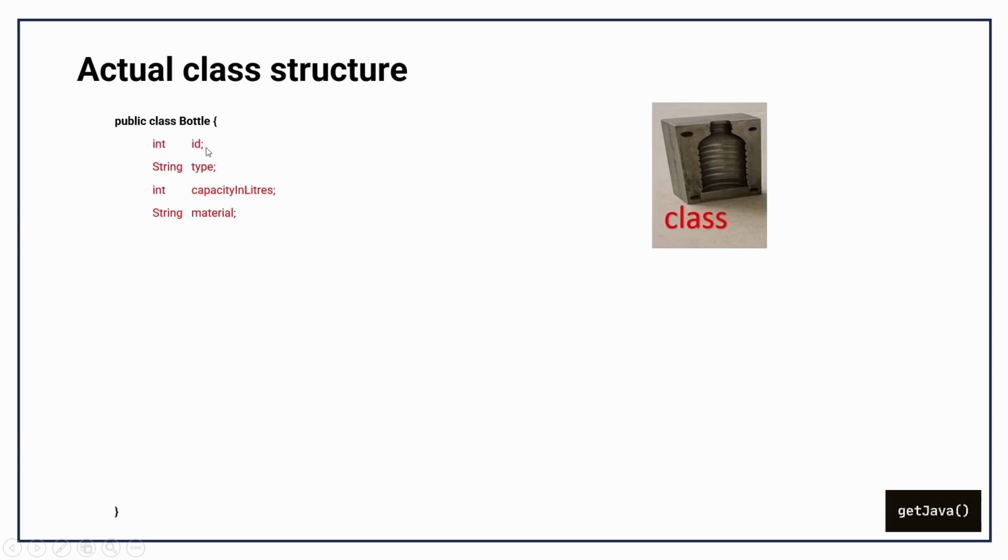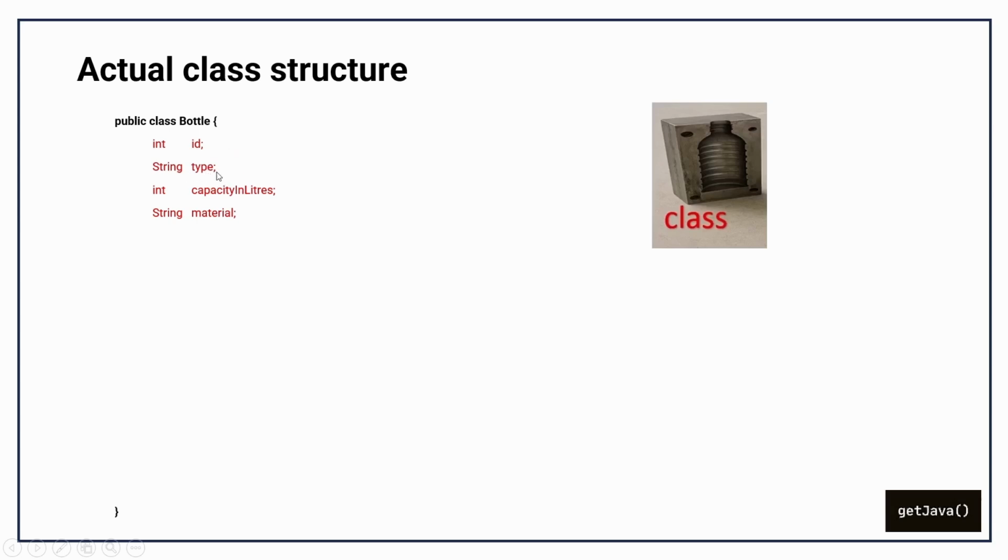First one is int id. It will store the bottle id. First bottle will have id 1, second bottle will have id 2, third bottle will have id 3, and so on. Second property is String type. It will store what kind of bottle will be created from this class.